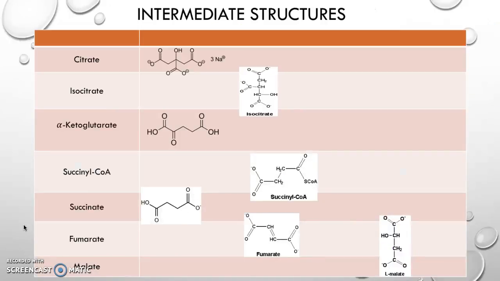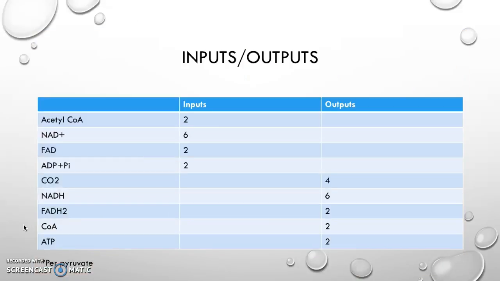Because the last slide was a little busy, I decided to leave the molecule structures of the intermediates off, but for those who are interested, you can see these structures on the last slide here. Lastly, here are the inputs and outputs of a Krebs cycle.